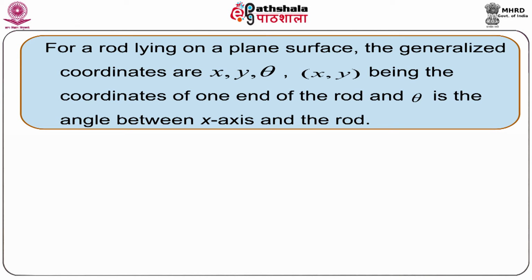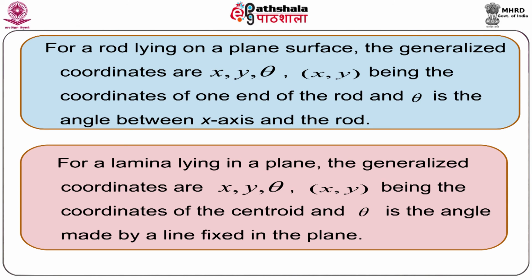Let us consider a rod lying on a plane surface. In this case, the generalized coordinates are x, y and theta, where x, y are the coordinates of one end of the rod, while theta is the angle between the x-axis and the rod.